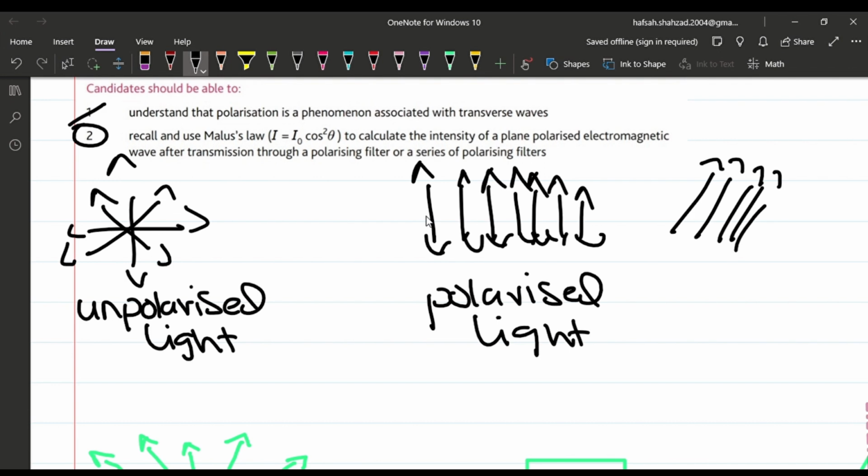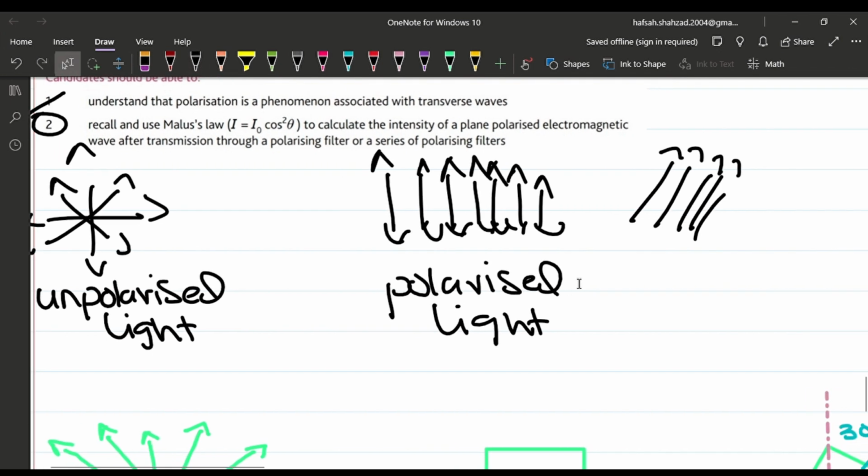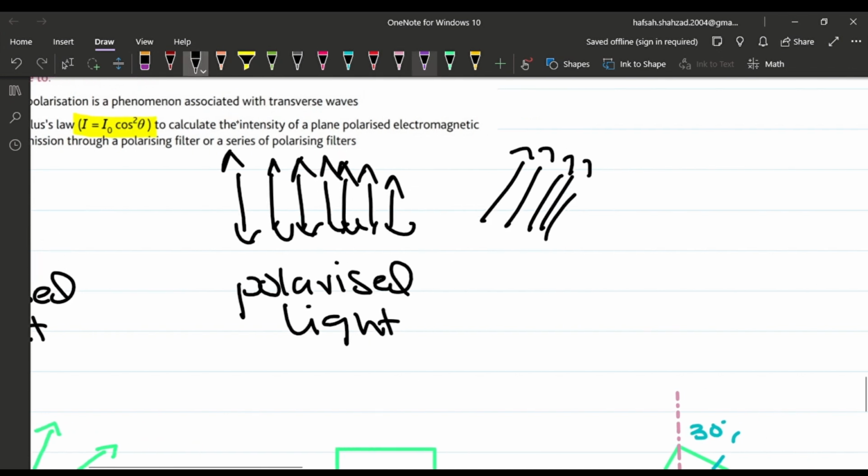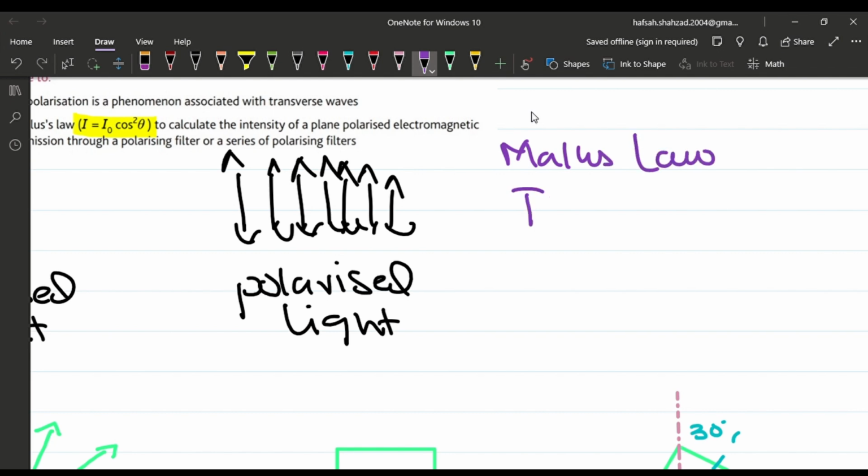We'll be coming on to 2. Now 2 states that recall and use Malus's law to calculate the intensity of a plane polarized electromagnetic wave. So Malus's law is, as mentioned over here, I equals I naught cos square theta.